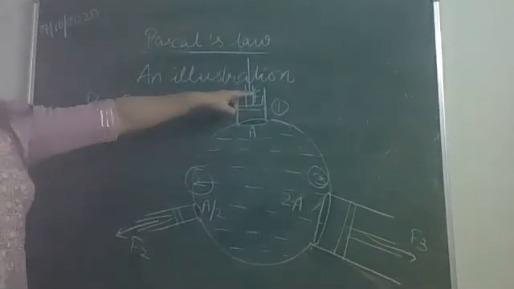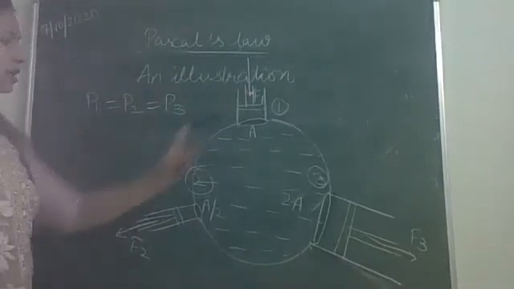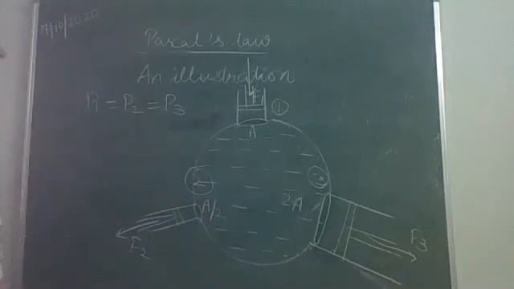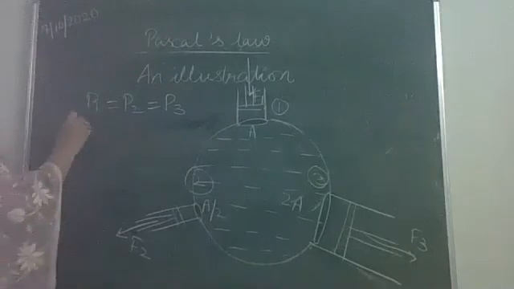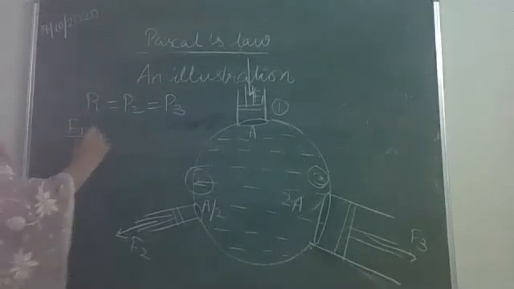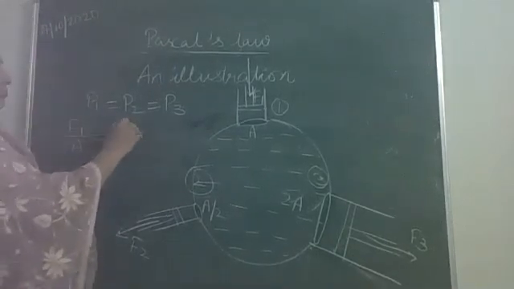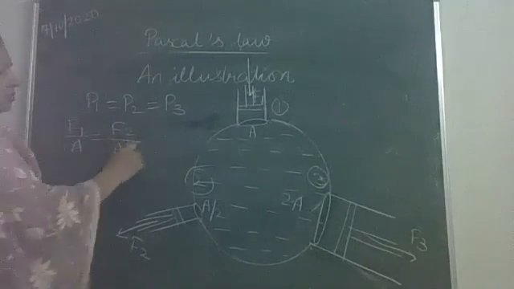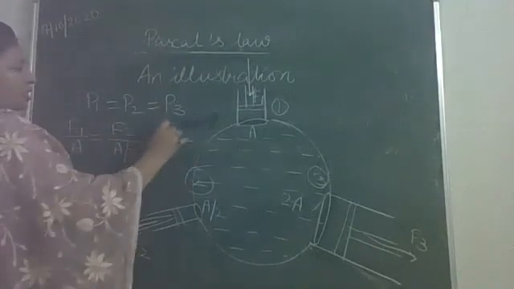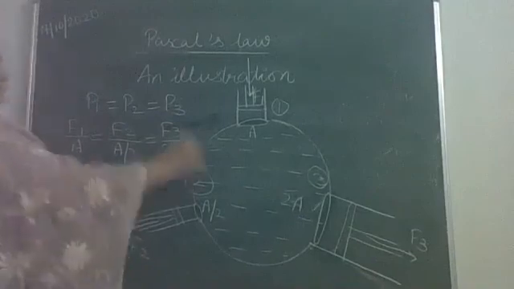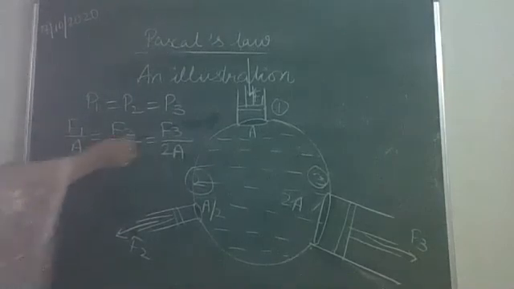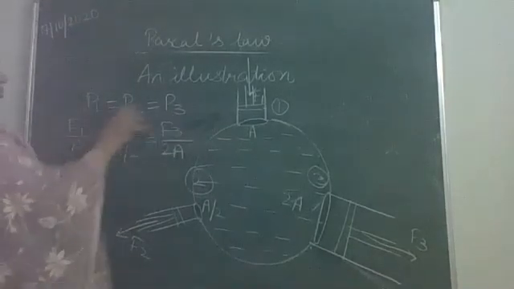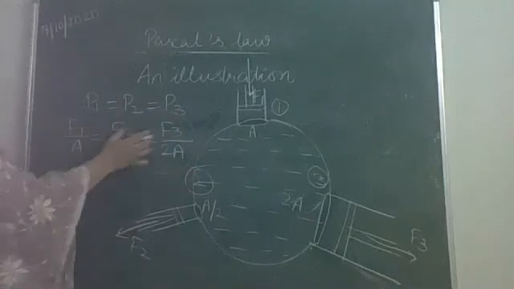So here the force acting is F1, suppose here F2 and there F3. So let us write it. P1. P1 is F1 over A. P2 is F2 upon A by 2. And P3 is F3 upon 2A. This equation will hold. All right. So comparing any two terms, we can find force F2 and F3.